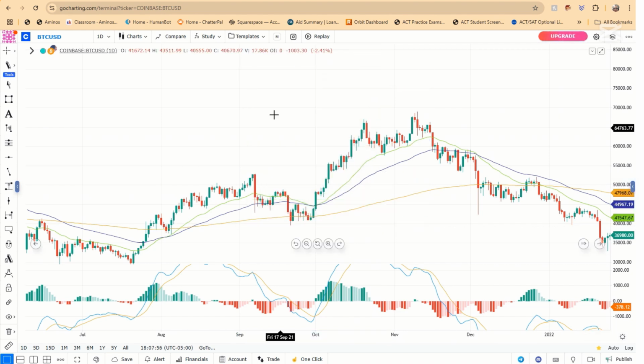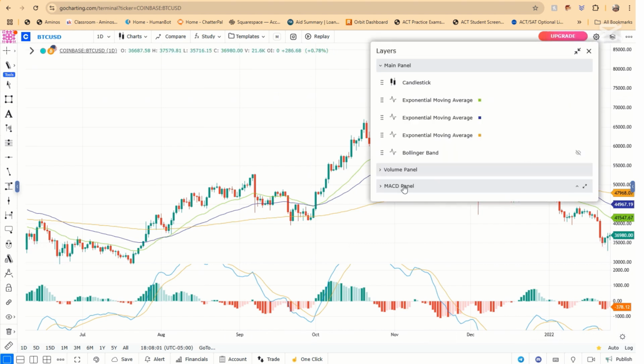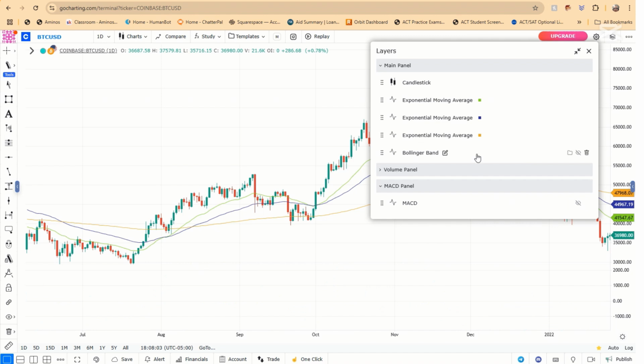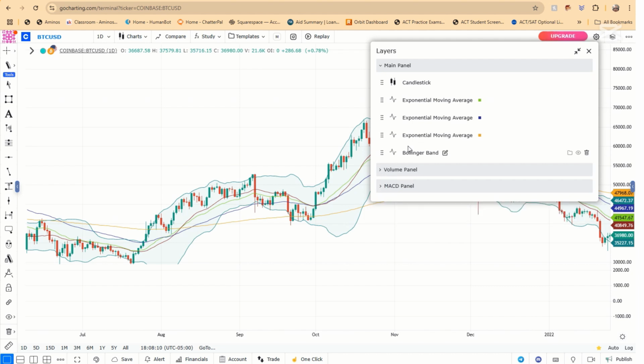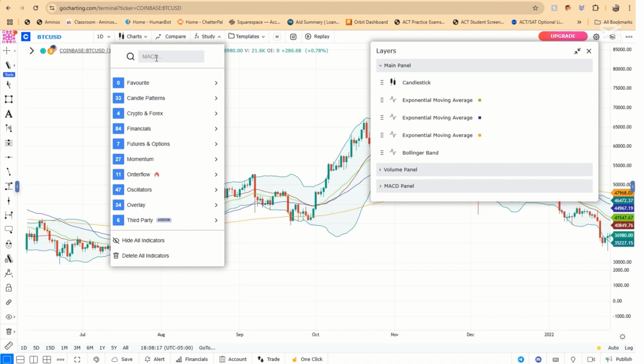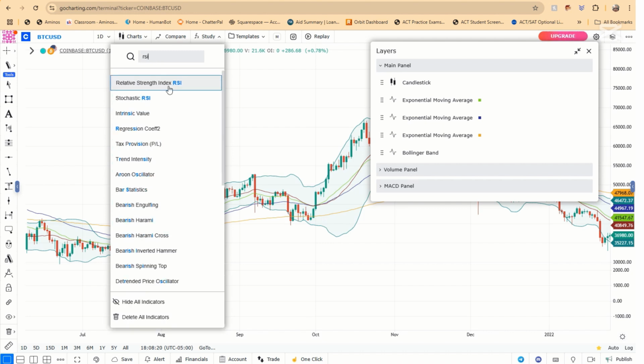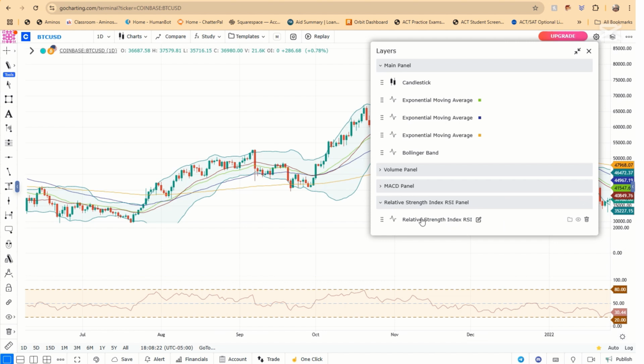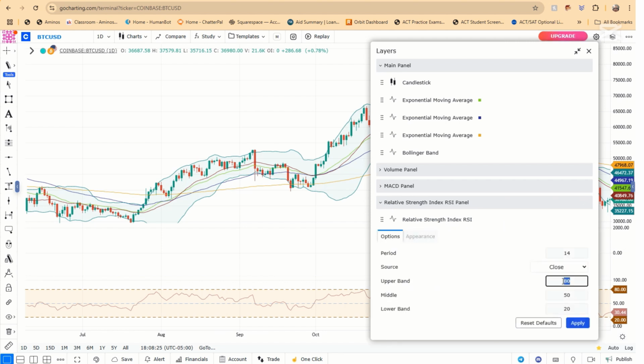And then let's look at the Bollinger Bands real quick. Let's take off the MACD and put on the Bollinger Bands. And let's get the relative strength index back on there real quick, the RSI. Oops, RSI, perfect. And make sure when you are getting this, you always change it to 70 and change it to 30 on the bottom. Press apply.